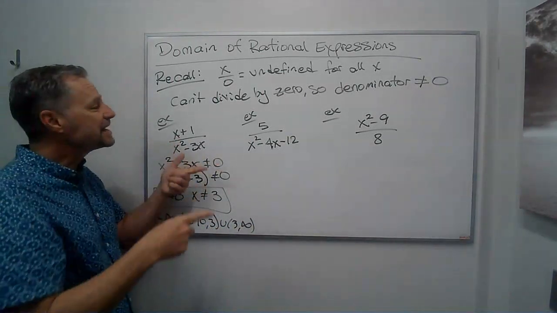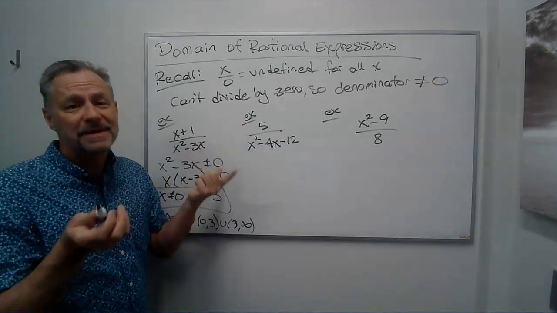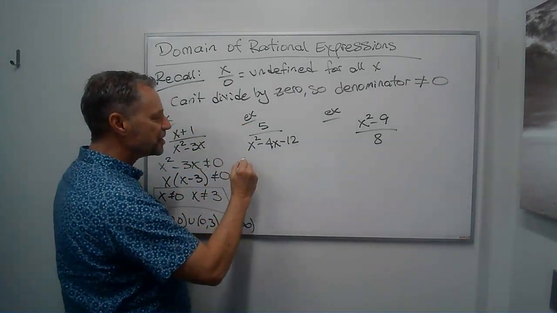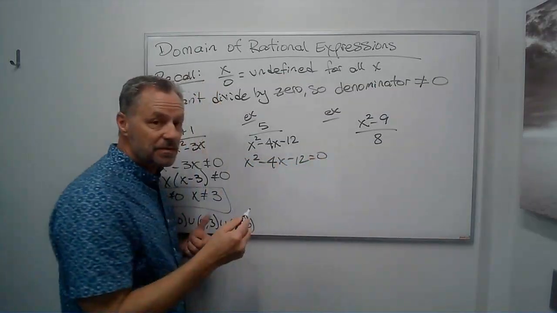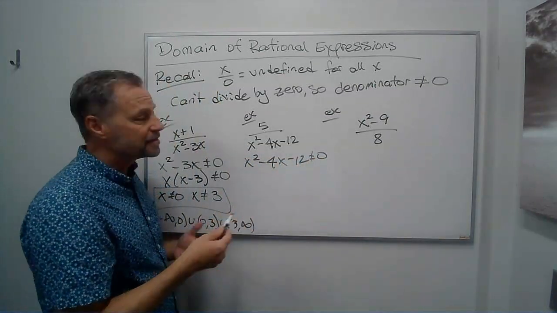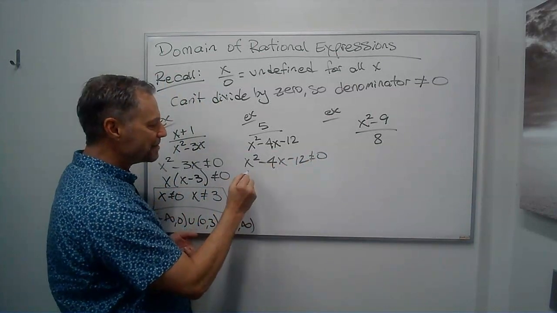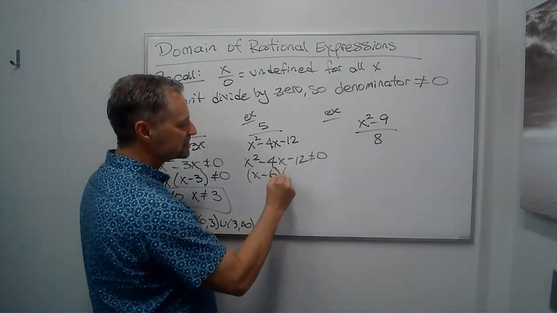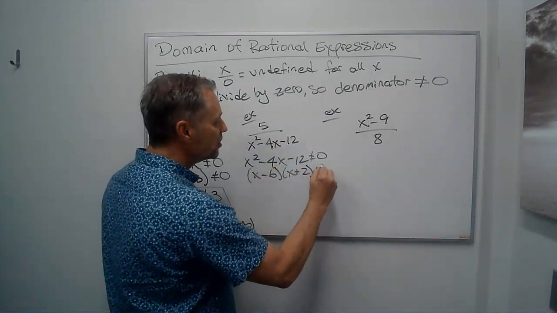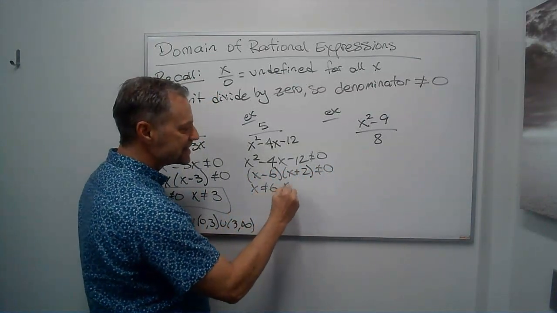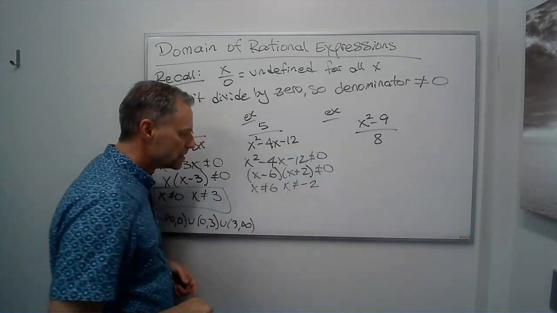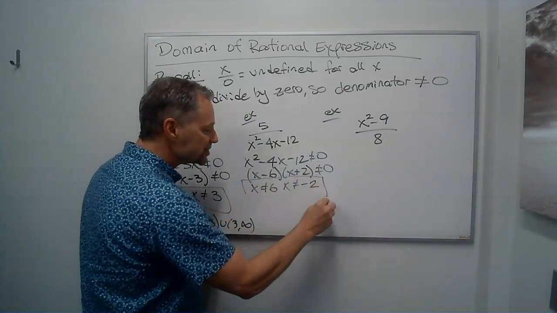Okay, over here, same thing. I've got a 5 on the top, but again, it's irrelevant. So I just look at the bottom. I say, okay, the bottom can't be equal to 0. If it's equal to 0, it's going to be undefined. We can't have that. So this time I'm going to factor x minus 6, x plus 2. Those can't be equal to 0, so x can't be 6, and x can't be negative 2. Again, those are my domain restrictions.